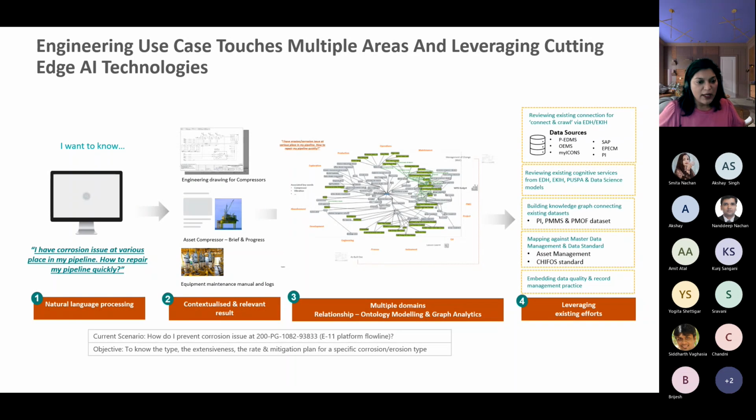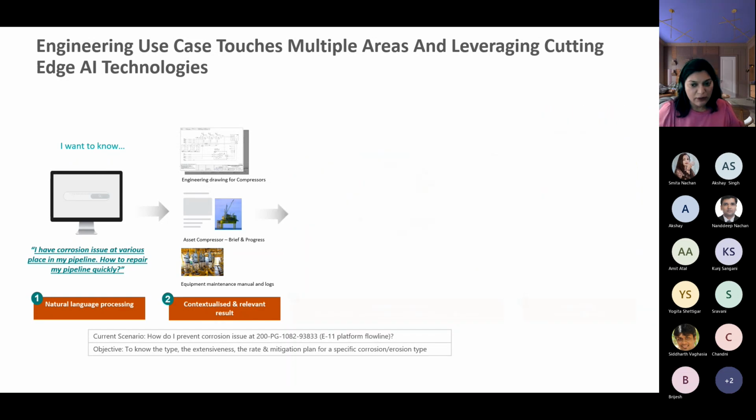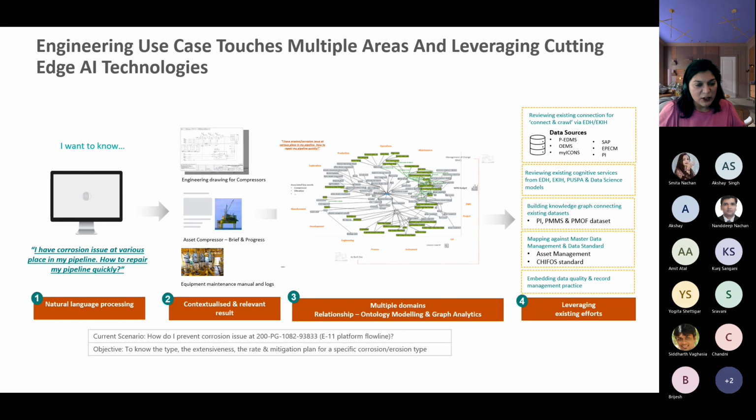Let's say I have a corrosion issue at some place in my pipeline, and I want to know how to repair my pipeline quickly. This is my question, but my answer should be all pervading. It should look at engineering diagrams, and at the documents which mention this corrosion issue. It should give me linkages, like what corrosion is, what type of corrosion affects my particular equipment in question, and what experts can fix that type of corrosion. This is where graph is a very powerful tool. It's not only your normal natural language processing techniques, but a graph comes into the picture.